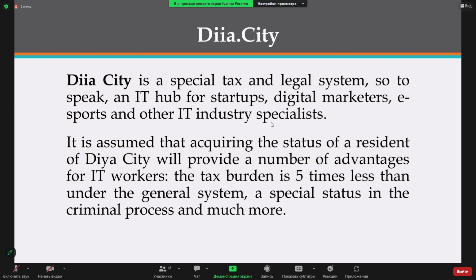Nowadays, for IT specialists, for the IT industry, we have such a special, how is it named, правовий режим, a special scheme. It's DSCT, the special tax and legal system. So it's like an IT hub for some startups, digital marketers, e-support, and other IT industry specialists.